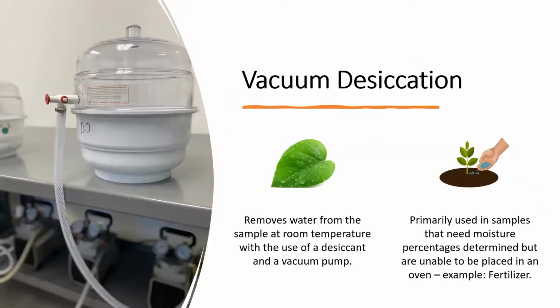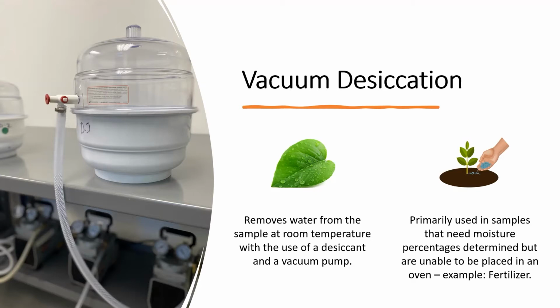And the best way to do this is through vacuum desiccation. When using vacuum desiccation, the water that's present in a sample is being removed at room temperature with the use of a desiccant and a vacuum pump. This allows the water in the sample to be removed while maintaining the chemical composition of the product. Primarily, this method will avoid compromising cannabinoids and terpenes that are present.